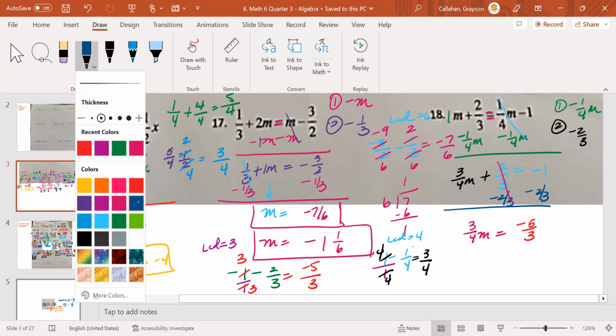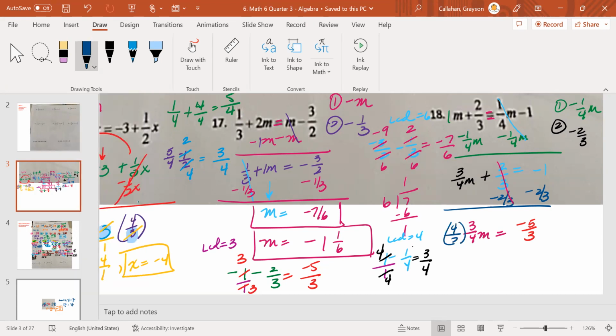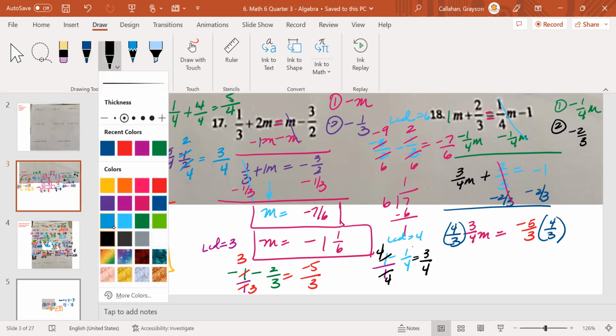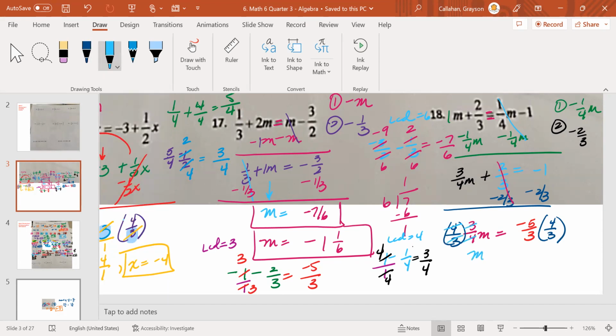I want to get rid of the 3/4 with the m. So opposite of 3/4 is a reciprocal, which is 4/3. And so from there, you're going to go ahead and cancel the 4, cancel the 3. M is now isolated. -5 times 4 is a -20. 3 times 3 is a 9. So -20/9. But then remember, you want proper fractions. So 9 times 2 is 18. So then your quotient is 2. Remember, your answer is negative.